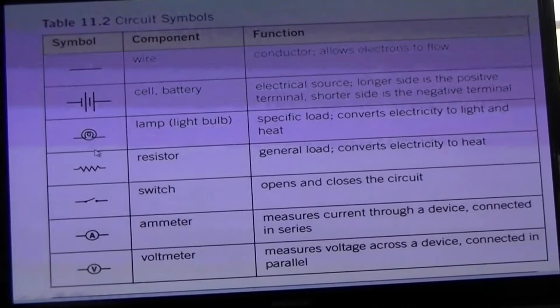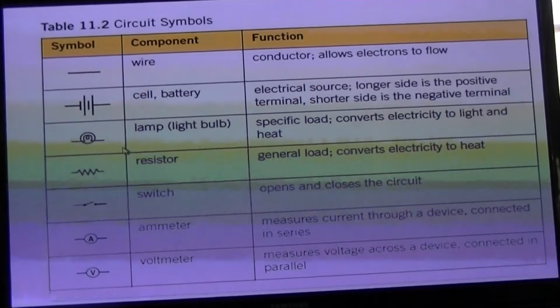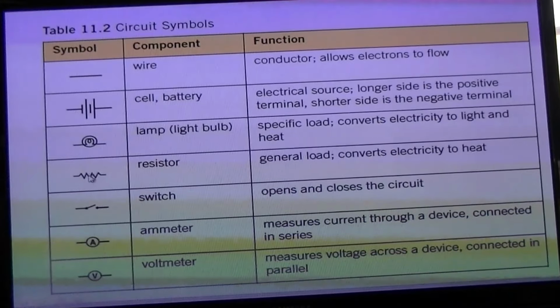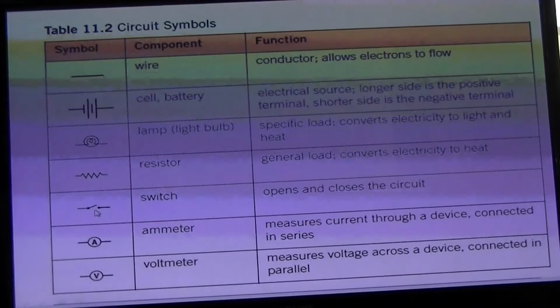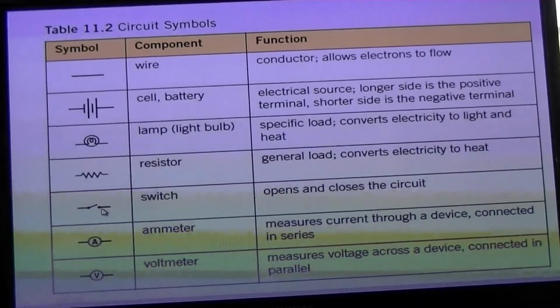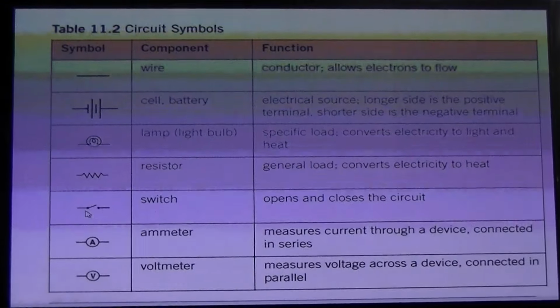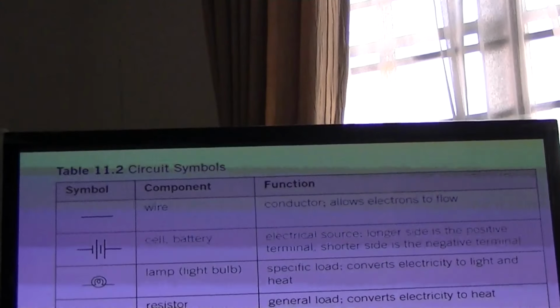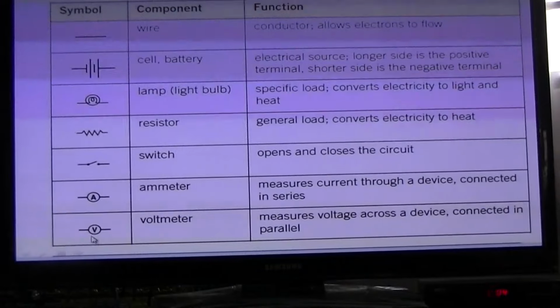This one here is a lamp, when it has a little squiggly thing inside a round circle. It is a light lamp, a light bulb. A resistor has a jagged line, that's a resistor. A switch has a broken connection, which this lever can come down and then it completes the circuit. So it can close the circuit. When it's up, it's open. So it's an on-off switch. An ammeter is a little A. A voltmeter is a V.